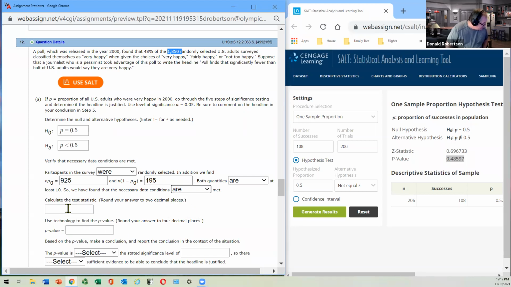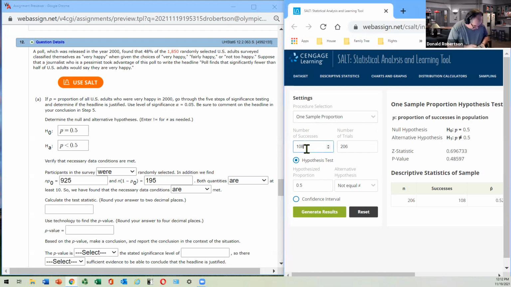Now, test statistic, p-value, and conclusion coming up. So we go over here, and we've got a little bit of a problem, but that's what I have a calculator for. They didn't tell me how many people said yes. They told me it was 48% of 1850. So I'm doing that in my calculator. And 48% of 1850 ends up being 888 out of a grand total of 1850.